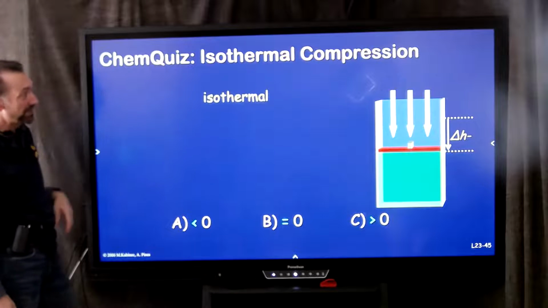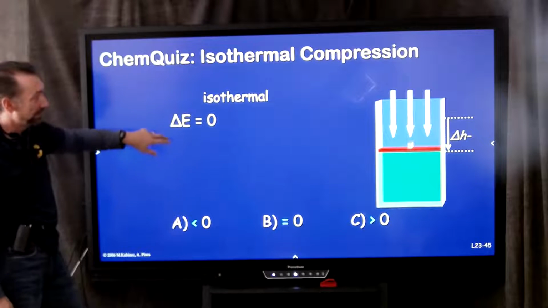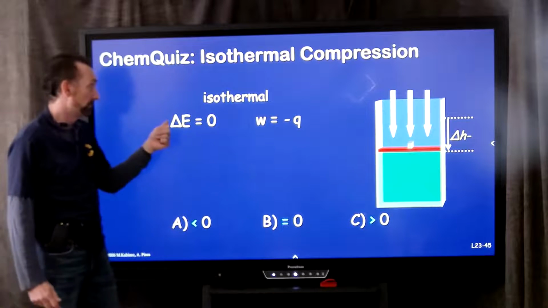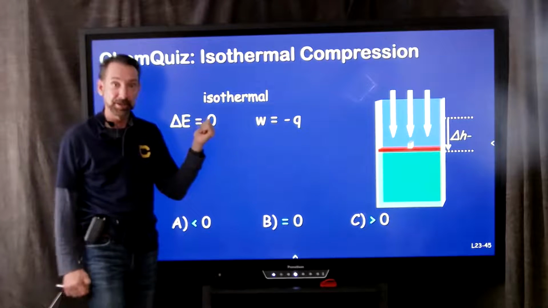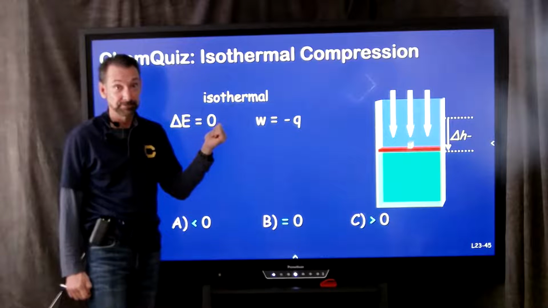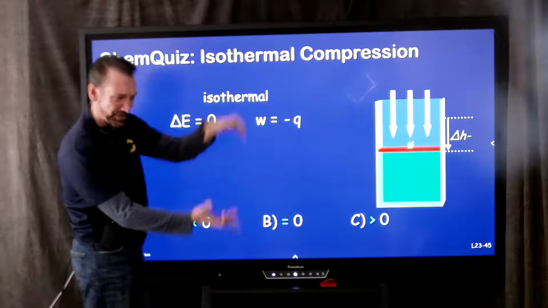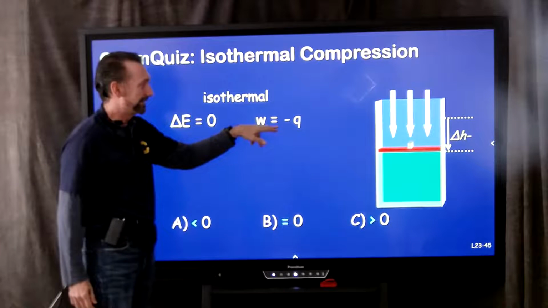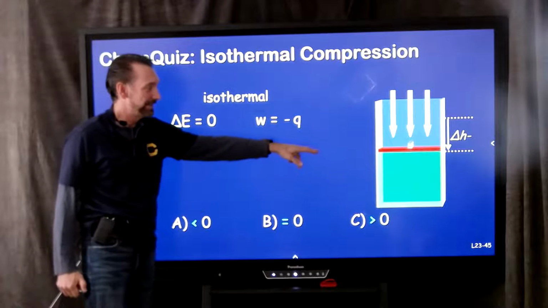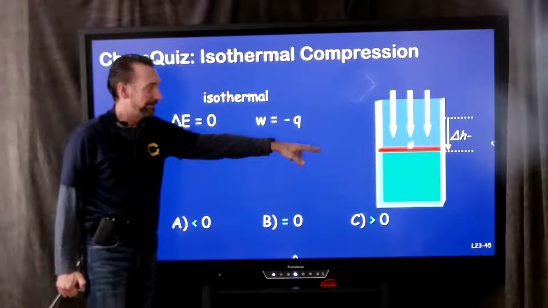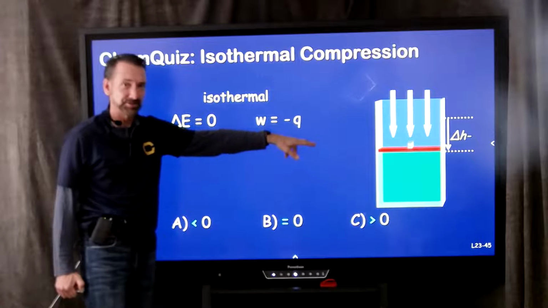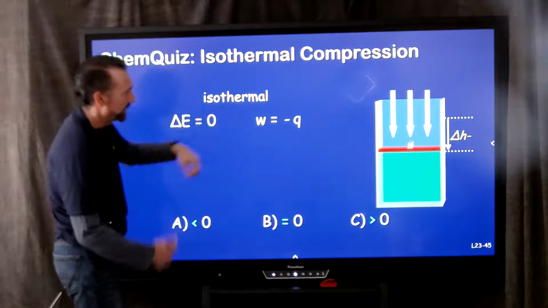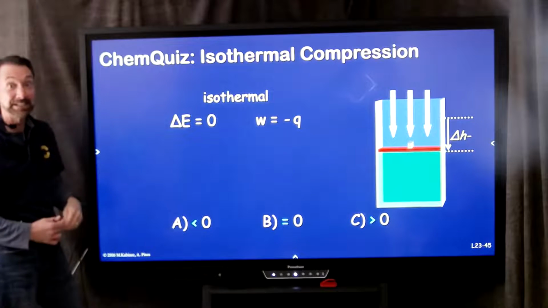So if I compress a gas isothermally, now this still all is true. The energy cannot change because the temperature did not change. Maybe it changed in between on the process, but the temperature change is final minus initial. So I could do it very slowly or quickly. As long as delta T is 0, delta E is 0.